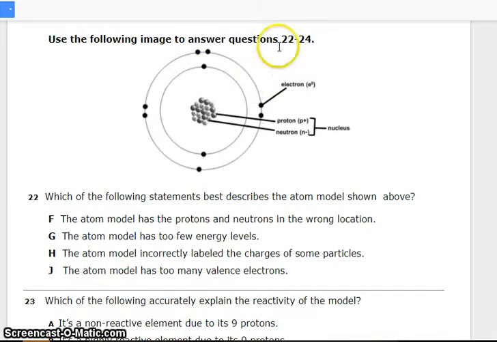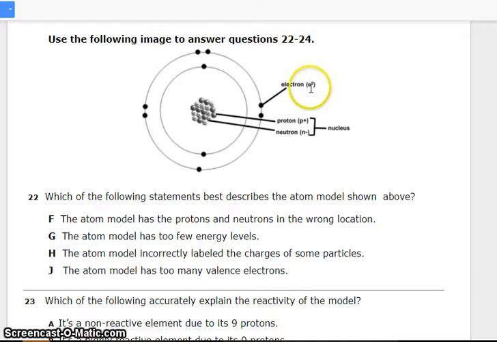Use this for the next 3 questions, 22, 23, 24. We have electrons, protons, neutrons, all inside the nucleus. 22. Which of the following statements best describes the atom model shown above? F, the atom model has the protons and neutrons in the wrong location. G, the atom model has too few energy levels. H, the atom model incorrectly labeled the charges of some particles. J, the atom model has too many valence electrons.